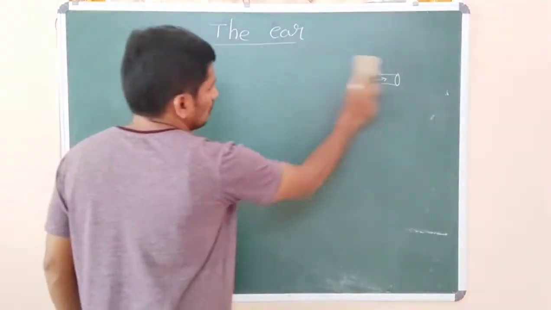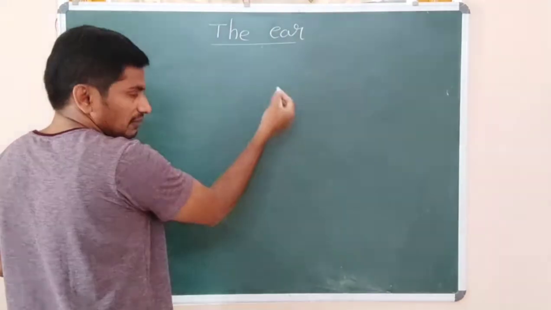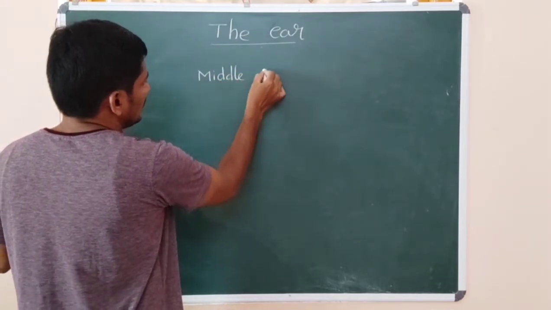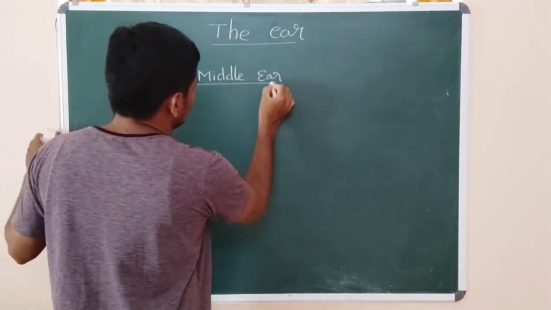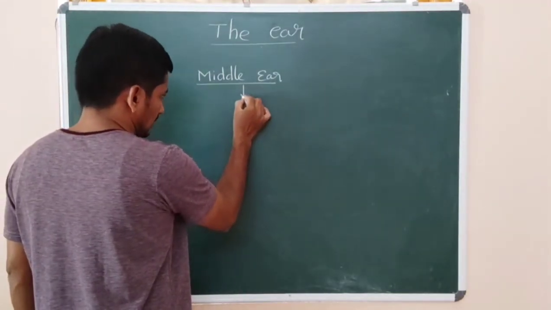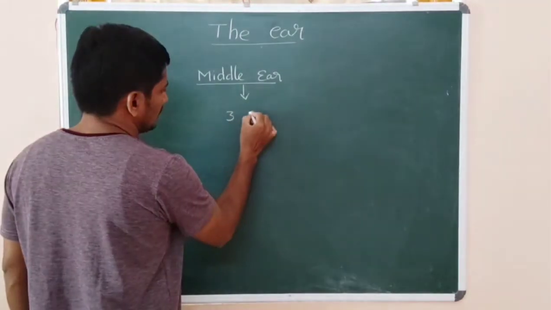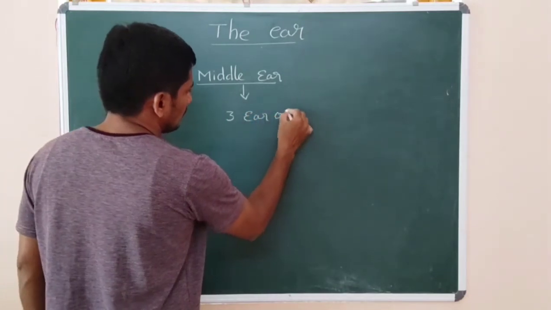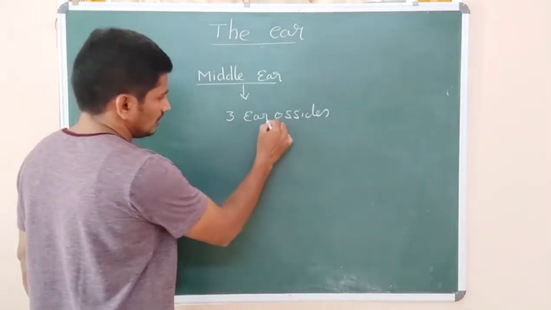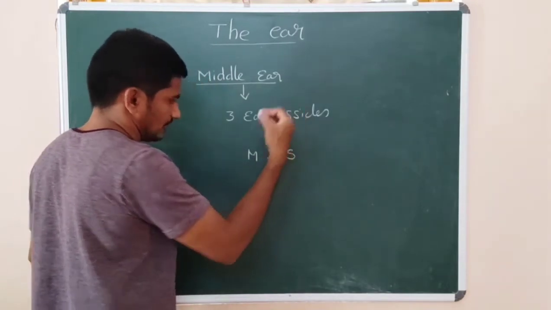The middle ear consists of three ear ossicles. External ear completed; now the middle ear. The middle ear starts with the three ear ossicles. How many? Three ear ossicles, whose names follow the abbreviation M-I-S.